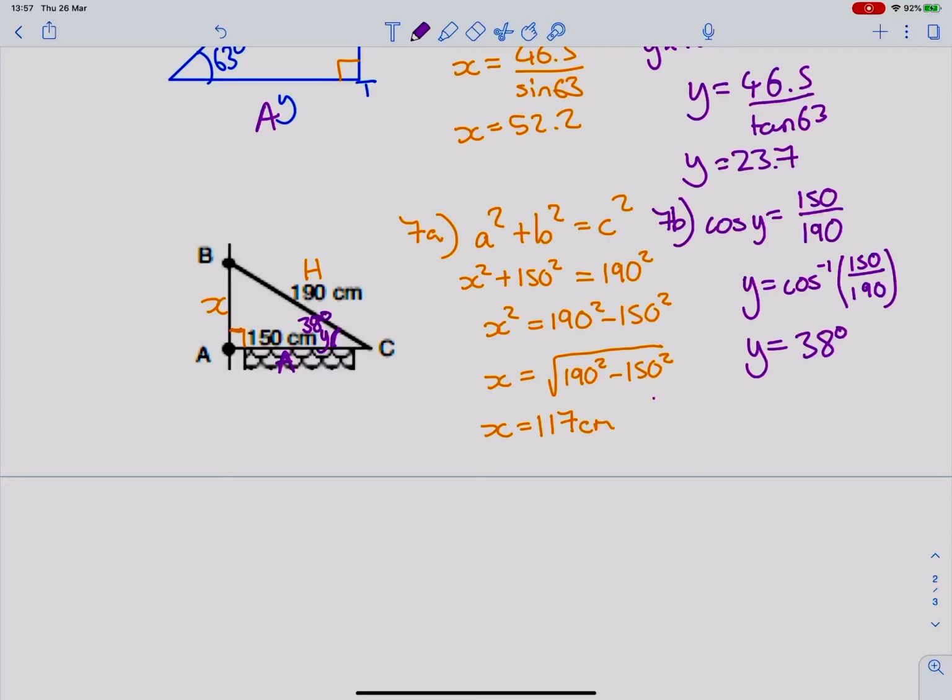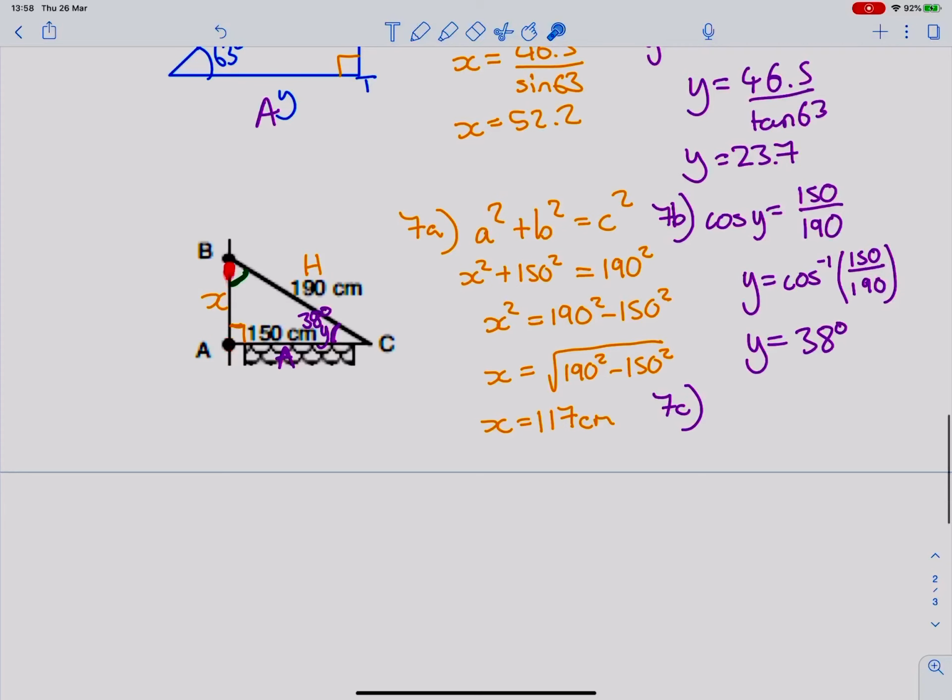For 7 part C, it's asking you to find the angle ABC. So that's A to B to C. You're looking for the green angle up there. The easiest way to do that is not to use trigonometry at all. The angles in a triangle equal 180. You should know that: the angles in a triangle sum to 180.